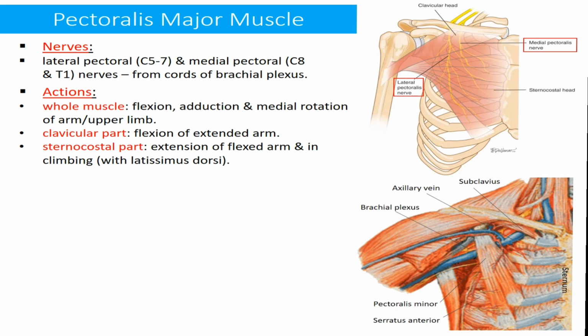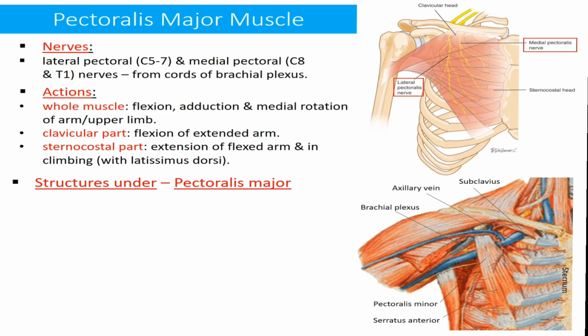As regards the action of the muscle, when we consider the muscle as a whole, it causes flexion, adduction, and medial rotation of the arm. The clavicular part in isolation is responsible for flexion of the extended arm, and sternocostal fibers are responsible for extension of the flexed arm, and they assist latissimus dorsi in climbing.